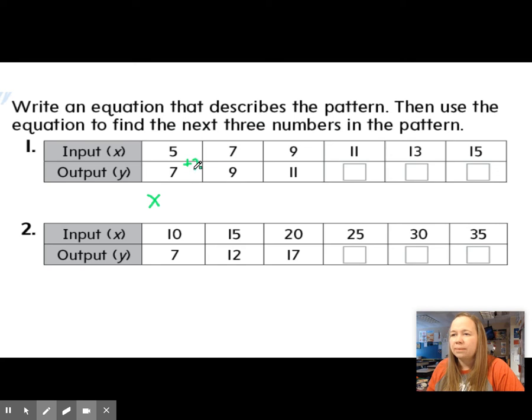Remember, I want you to check more than one, though. 7 plus 2 is 9, 9 plus 2 equals 11. Okay, so our equation here is x plus 2 equals y. That's our equation. So it says write an equation that describes the pattern. We did that. Now we have to fill in the next 3 numbers. So 11 plus 2 would be 13. 13 plus 2 would be 15. 15 plus 2 would be 17.